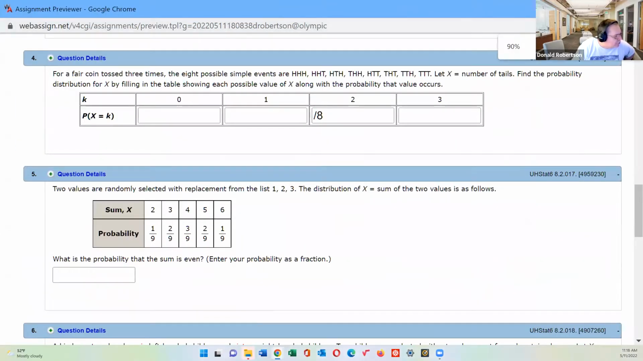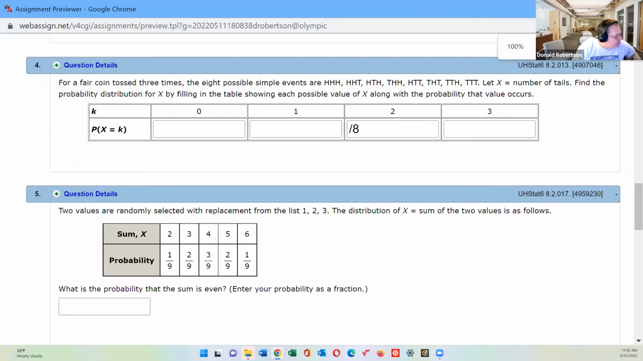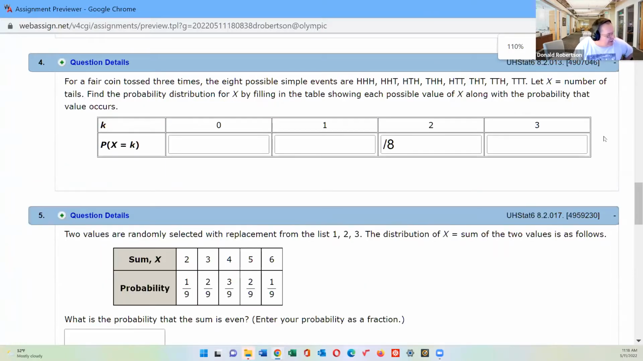Maybe make it a touch bigger. Here we go. 1, 2. Right. How many of those 8 times do you get 2 tails? Exactly 2 tails. Just a matter of count.